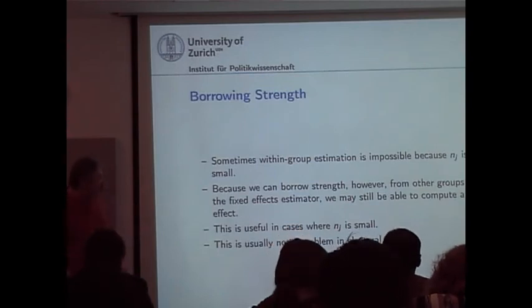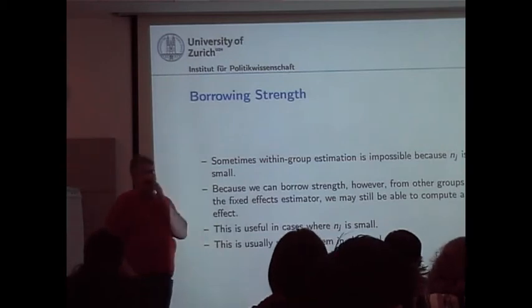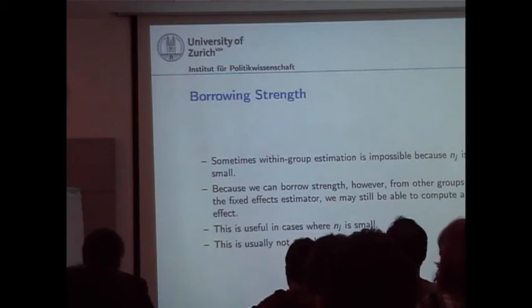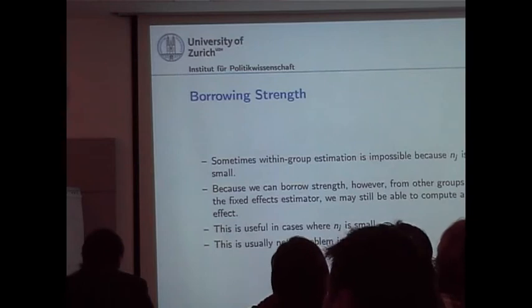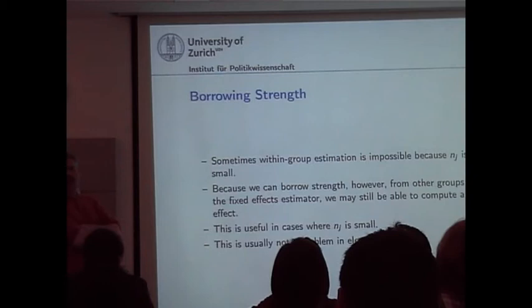So that's useful where the n_j is small. It's not always a problem in electoral research, but it can be a problem. Like this data that I will use this afternoon on British elections has that problem.